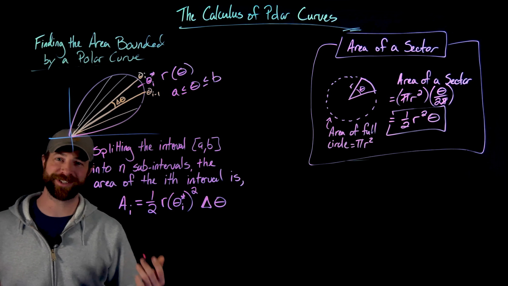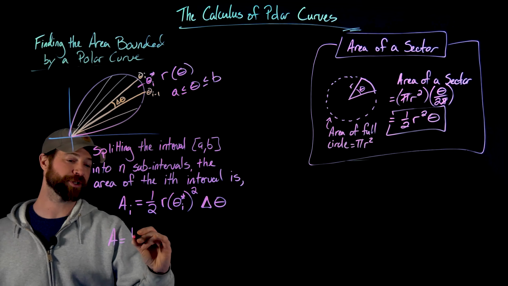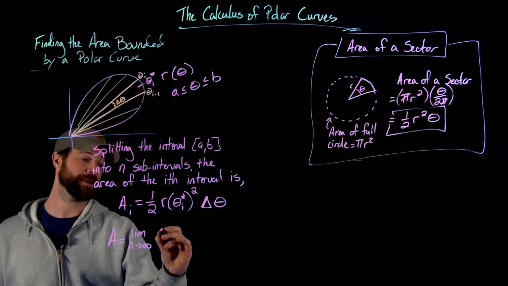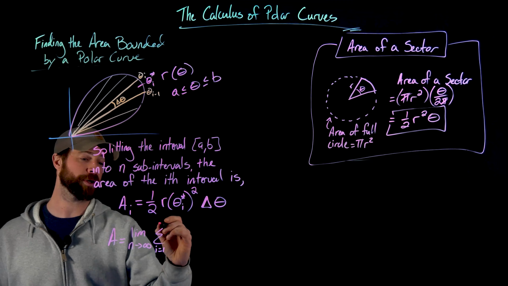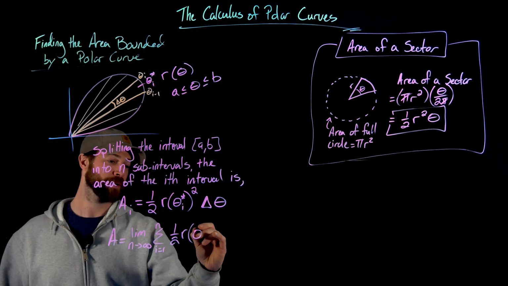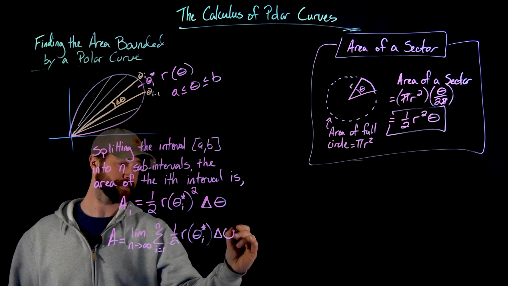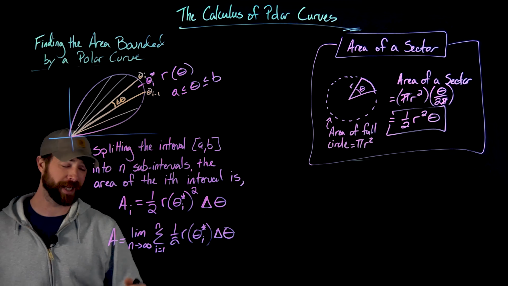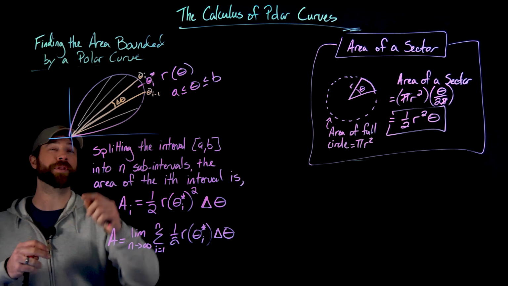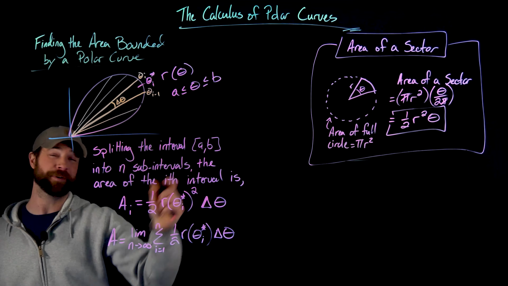And then we don't want just the area of one of these. To find the entire area, what we're going to do is let the number of these subintervals go to infinity. We're going to sum together all of those areas, and we have this, which is a beautiful Riemann sum. And then we know that applying this limit sum will give us an exact area for the area under this curve for theta values from a to b.